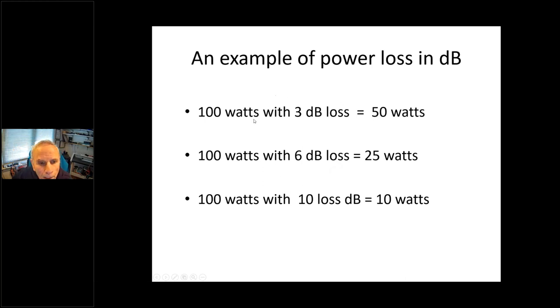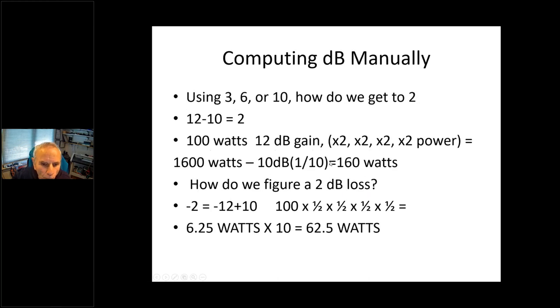I'm running towards my time. Here are some summaries. 100 watts at a 3 dB loss is 50 watts. 100 watts at a 6 dB loss is 25. 100 watts at a 10 dB loss is 10 watts. Can you afford to lose that? Can you compute this manually? Can you get some rough idea of how much you're losing, so that if somebody said to you, that's a 7 dB loss, can you do that quickly? To make it quick, yes.